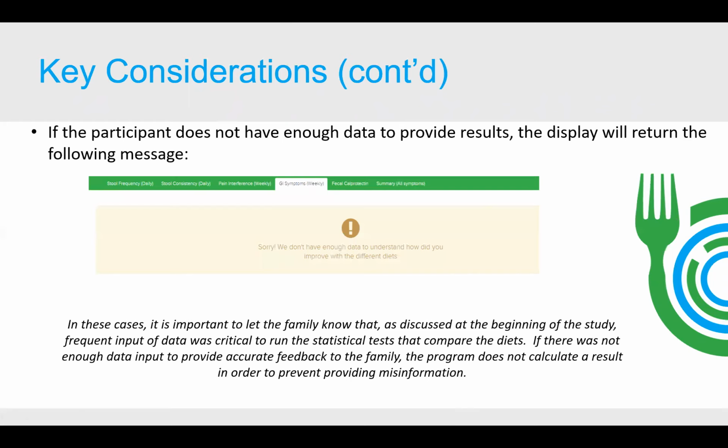Another point to mention is that if the participant doesn't have enough data to provide results, the display will return the following message that says, sorry, we don't have enough data to understand how you did to improve the different diets. If this happens, it's important to let the family know that, as we said at the beginning of the study, frequent input of data was really critical to be able to run the statistical tests that compare the diets. So if there wasn't enough data to provide accurate feedback, the program won't calculate a result in order to prevent providing misinformation. So far, this hasn't been an issue, but it's something just to make you aware of in the event that you see this message.